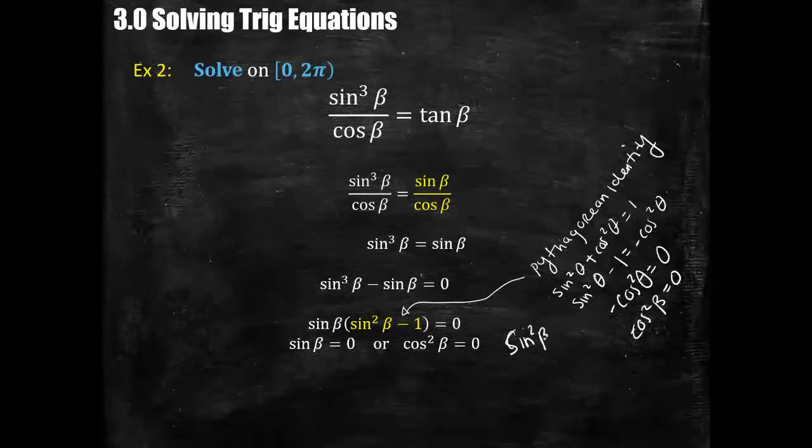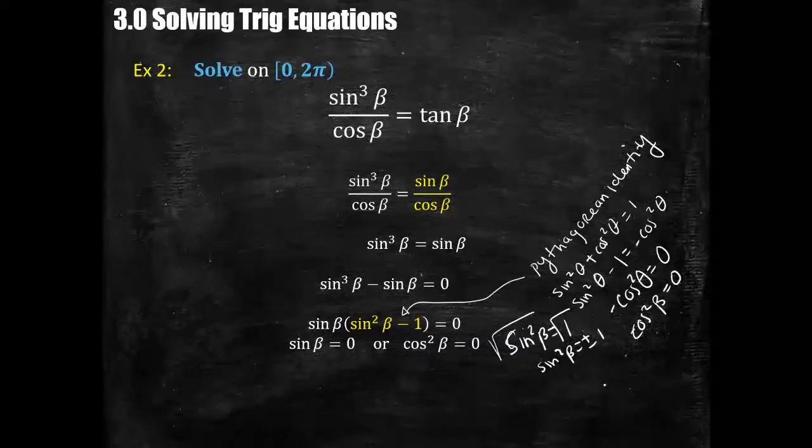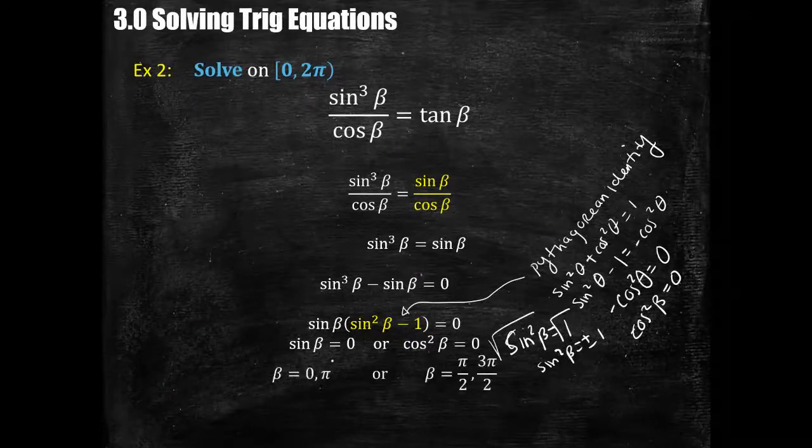Sine squared beta equals 1, and then you take the square root of both sides, and you get sine beta equals plus or minus 1, right? Where cosine is 0 on the unit circle, sine is 1 and -1, right? So now we can solve these. So sine of beta is 0 at 0 and pi, and cosine of beta is 0 at pi over 2 and 3 pi over 2. Those are the two places that sine, I should have gotten rid of that squared, is 1 and -1.